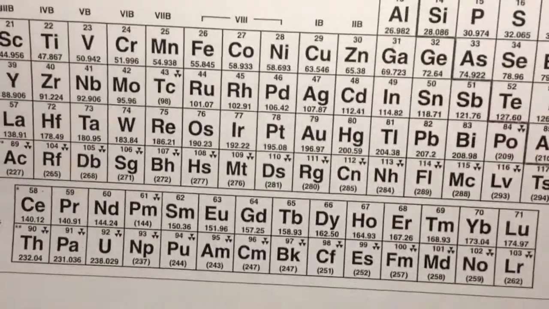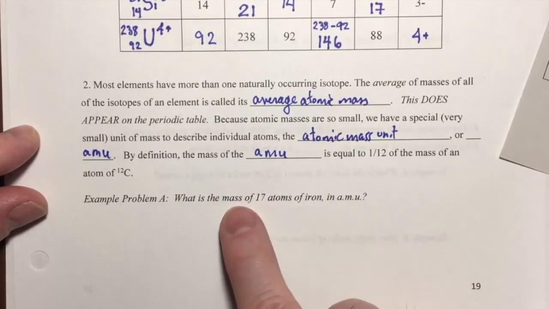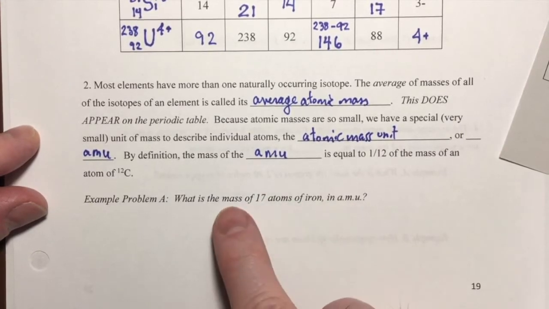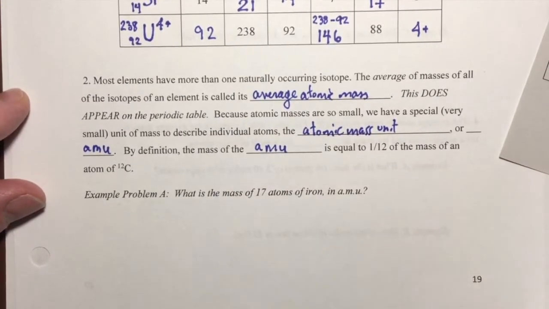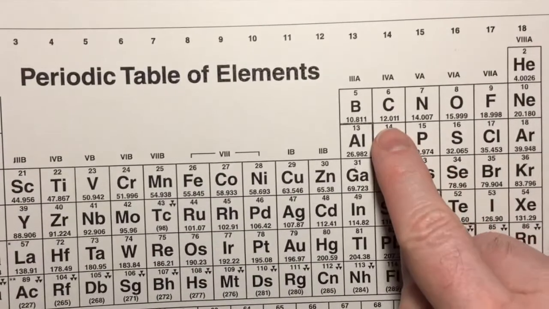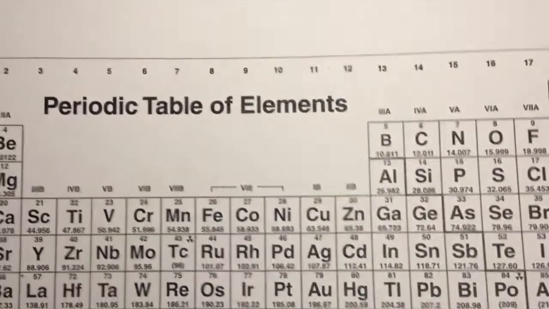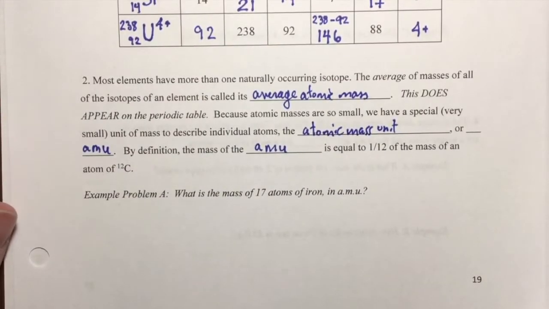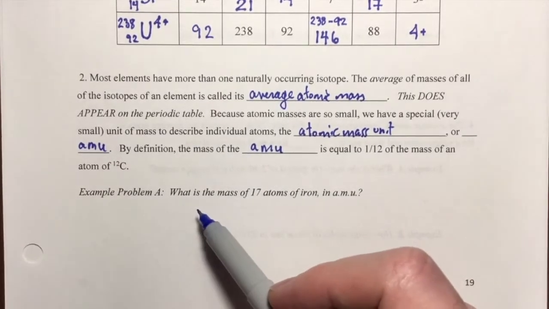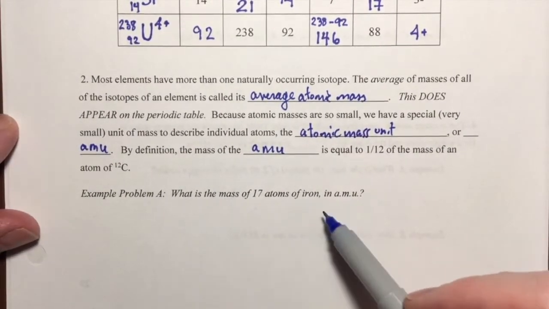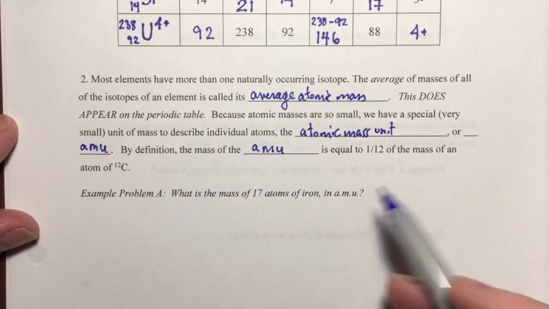And from now on, when we talk about calculating the mass of atoms or the mass of a compound, we're going to be talking about the average atomic mass. So we're now going to use this average atomic mass value that we find on the periodic table. And that's going to allow us to calculate the mass of multiples of atoms, and we will extend that into grams later as well. So we have a sample problem A, and this sample problem, fairly straightforward. What is the mass of 17 atoms of iron in a.m.u?